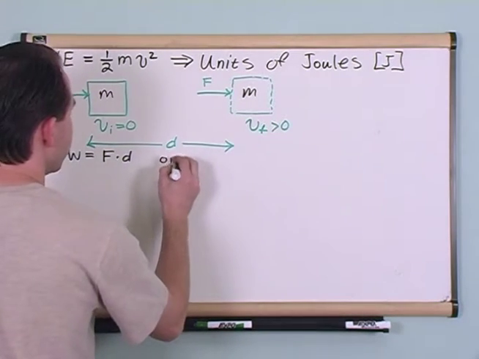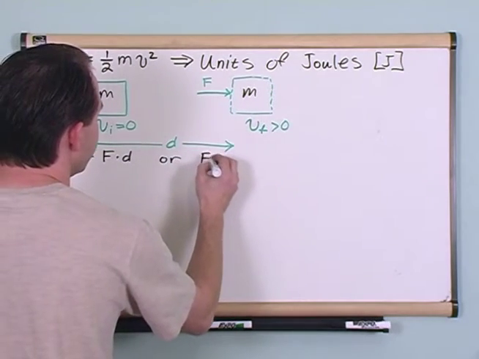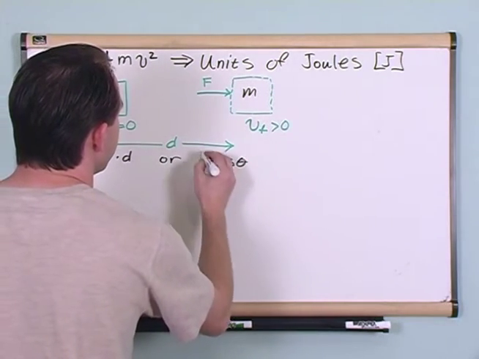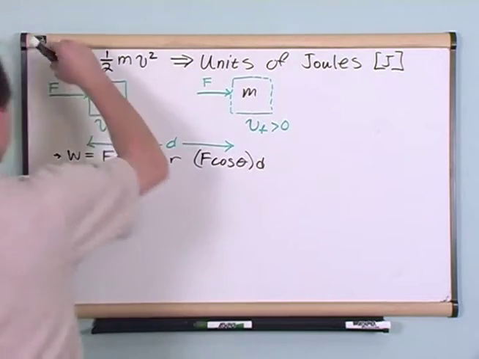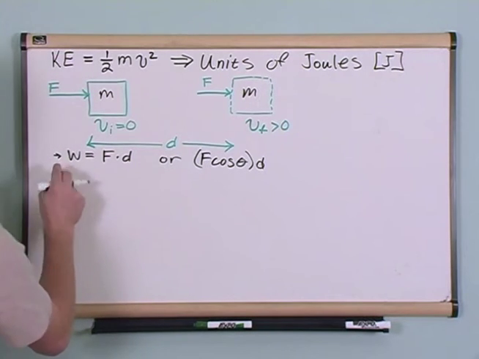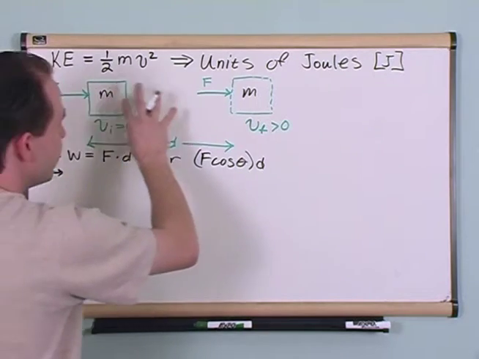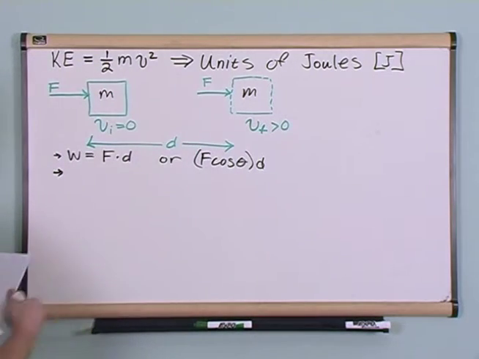Or if the force was not in the direction of the motion like it is here, then it would just be F cosine theta times d, where theta is the angle of the force. We talked about this in the last section, so there's nothing new here. But when you do this, even though you can calculate the work, you also know that something else is going on. The block is moving, and not only is it moving, it's accelerating.